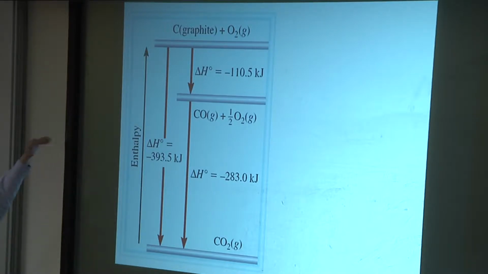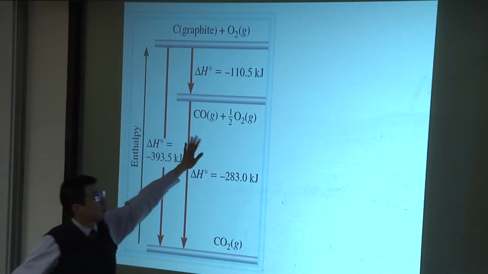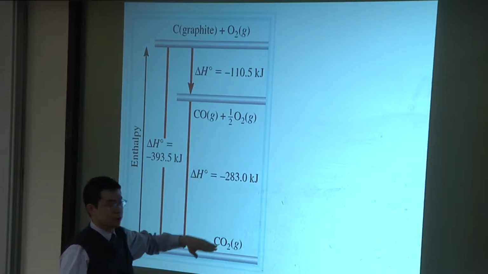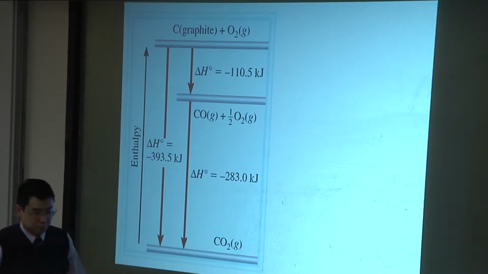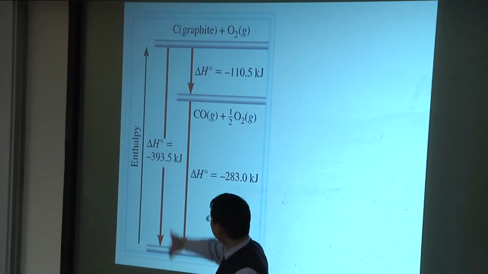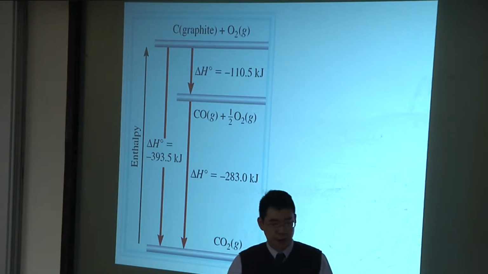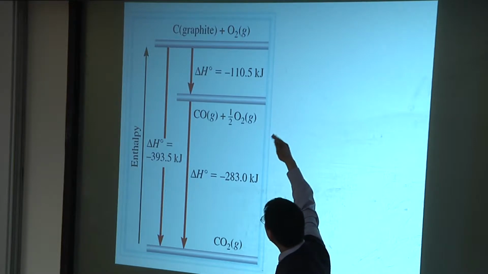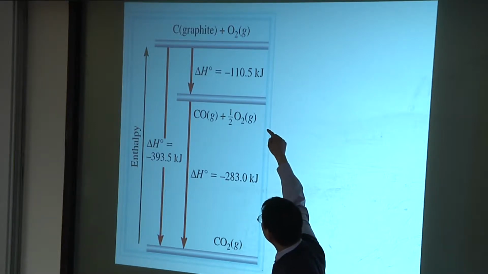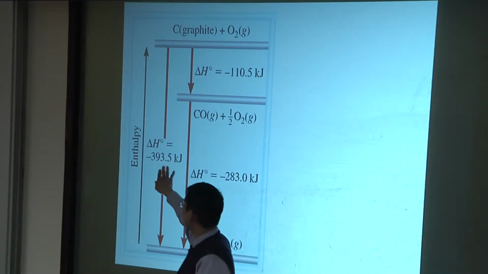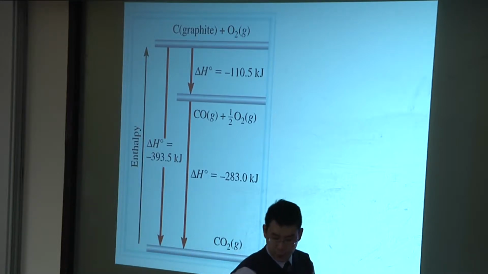For example, you go from graphite to carbon monoxide plus oxygen, and then you go from carbon monoxide plus oxygen to carbon dioxide. If you go directly, or you go in steps, the sum of the delta H's is the same. The sum of C plus O2 to CO plus half O2, negative 110.5, plus negative 283.0, all the way down to CO2, equals exactly negative 393.5.